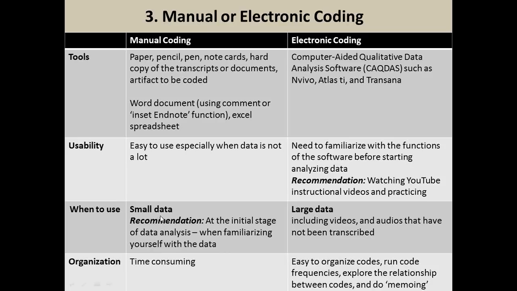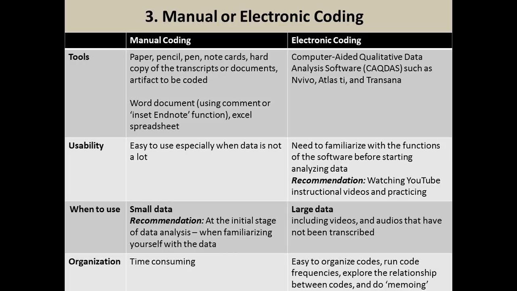When do you have to use it? When you have small data, you don't have to have a software. You can use the manual coding. But if you have a large data, it's very important for you to use the software. And organization too is very time consuming with manual coding, because sometimes you have to go back. Maybe if you are using Microsoft Word, you have to go back to the earlier pages to see the kind of code that you gave to a certain statement, and then it takes a lot of time for you to look for that code.